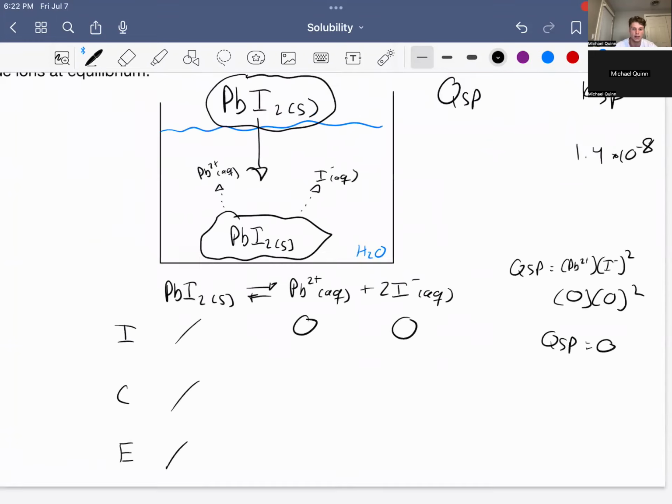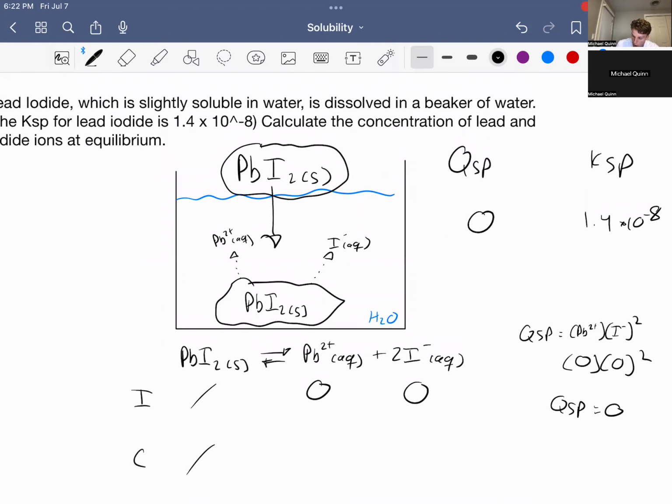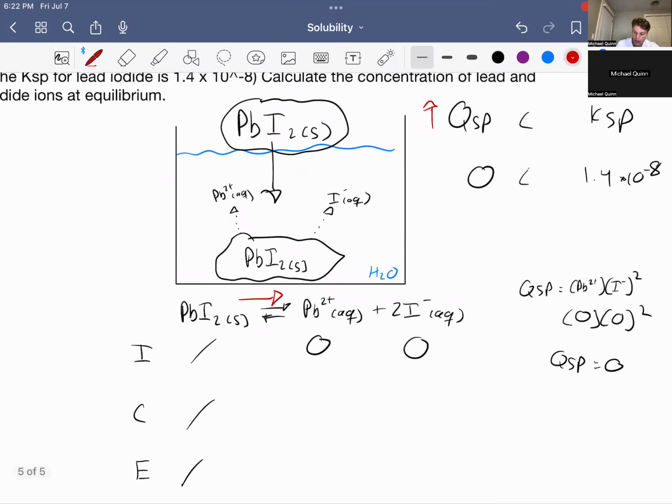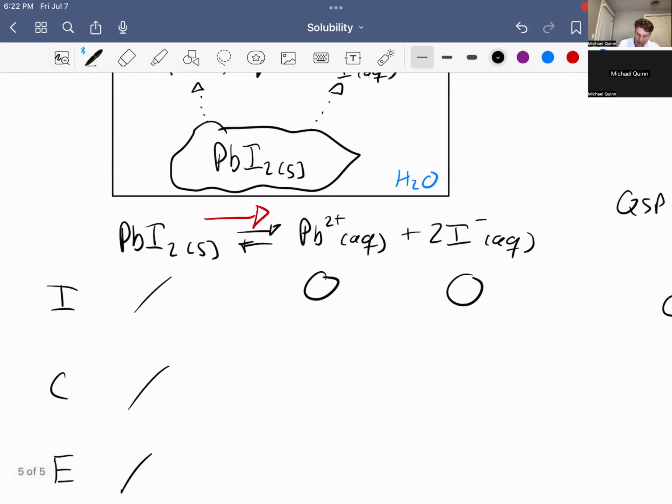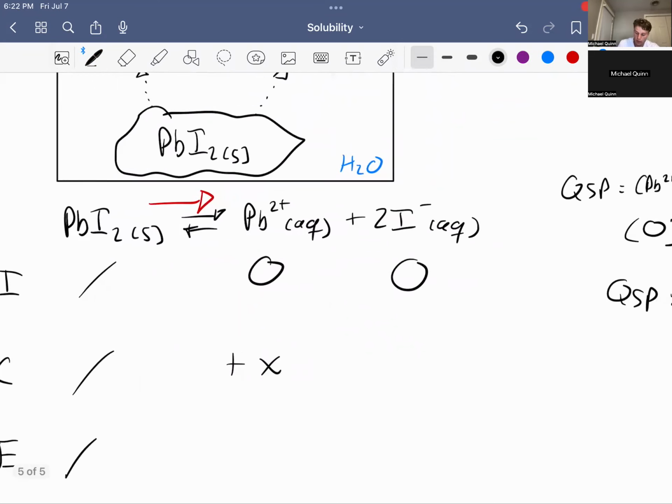We have no products at this given moment. So Q is 0. So Q is less than K. So we know we have to increase Q and make more products and shift this to the right. So what we can do is add in our change column. So this will be plus X. Now we need to be careful for iodide. This is going to be plus X, but it is actually going to be plus 2X.